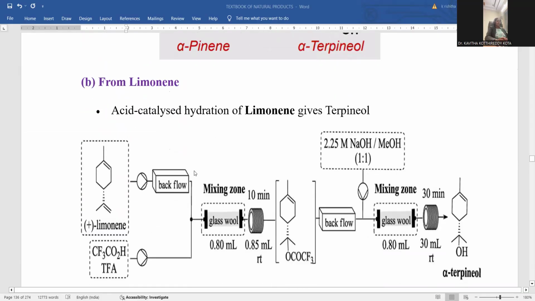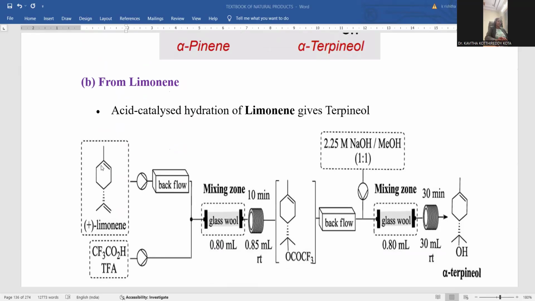Let me go with limonene. Limonene is also a precursor to generate alpha terpineol. Limonene can be treated under acid-catalyzed conditions like hydration. Hydration means addition of water takes place. Finally, you could achieve alpha terpineol as the final product.